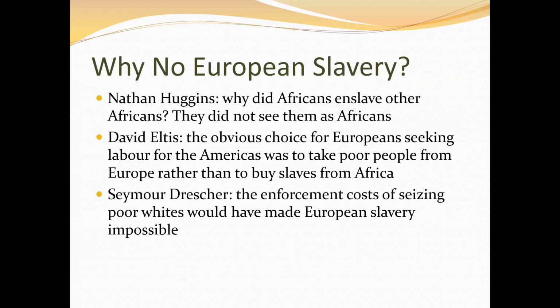It would be much cheaper and much easier to take poor people from Europe rather than to buy slaves from Africa. And I think there are three things which we might take into mind here. The first one is, as Nathan Huggins, the African-American historian from Harvard from a long time ago said, when we asked the question, why did Africans enslave other Africans? The first thing is that they did not see them as Africans.